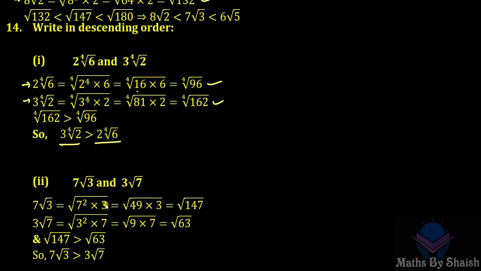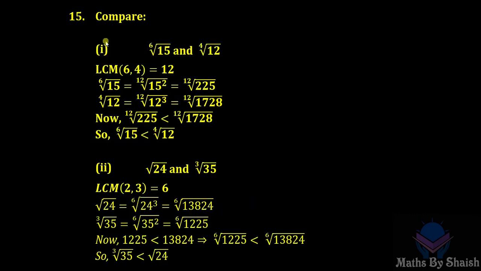Similarly for this also, 7 will go inside with 7 square, 3 will go inside the root with 3 square, and then we can compare from these two numbers and we can find out which one is bigger. Now this is something different because there are different roots.